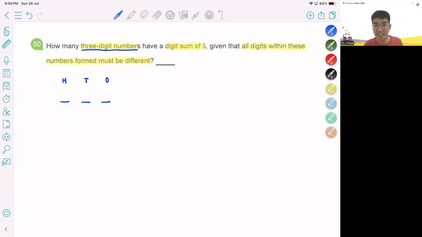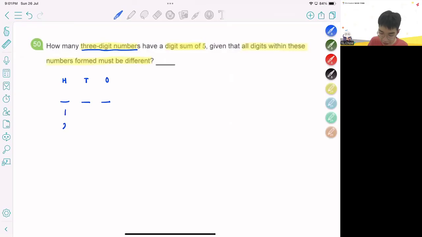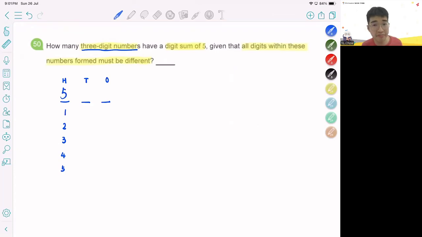So let's start by considering the first place value, hundreds. Now, what could your hundreds digit be? Your hundreds digit cannot be 0. You could start from 1, 2, 3, 4, 5, 6. Can it be 6? Cannot, right? Remember, the 3 digits must have a digit sum of 5, so I cannot have any digit larger than 5. In fact, do you think I can have a hundreds digit of 5?